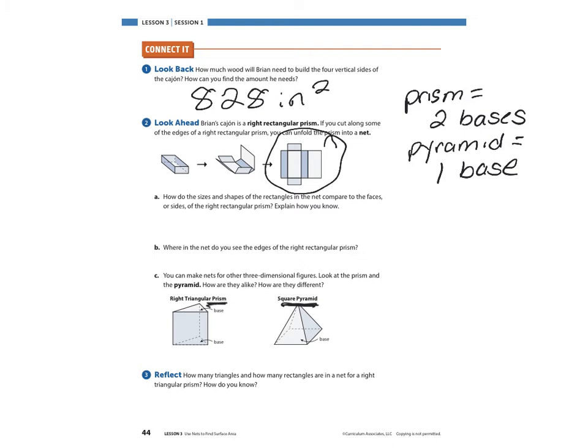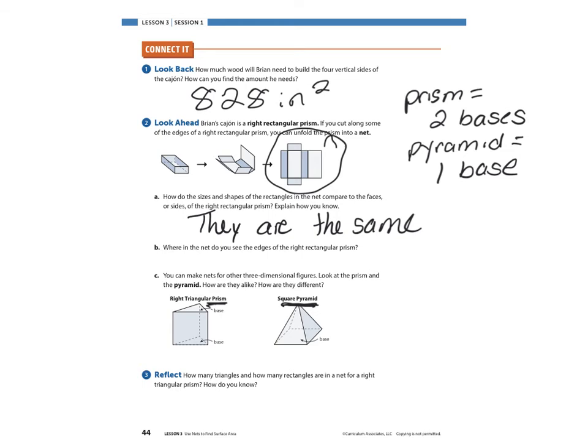How do the sizes and shapes of the rectangles in the net compare to the faces or sides of the right rectangular prism? Explain. Well, they better be the same, because nowhere in here did we ever cut. We just flattened. Okay, so they are the same. Explain how you know. Well, we never made any cuts. We never added to, we never subtracted from. Okay, they're the same. It's being unfolded, but it's not changing the actual shape. It's changing the appearance of that.